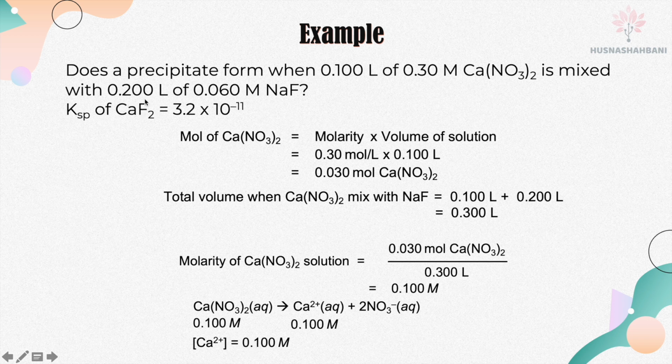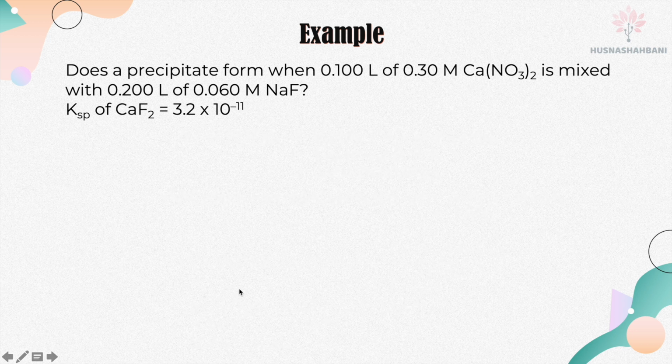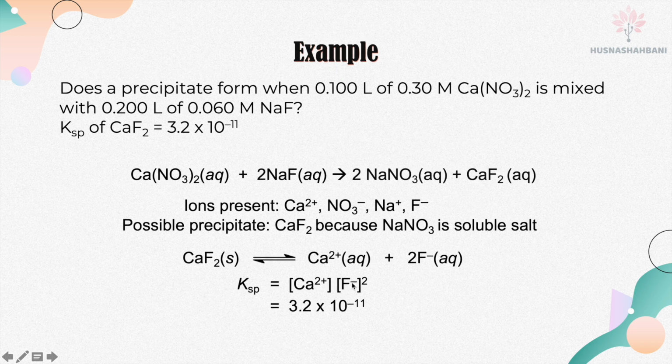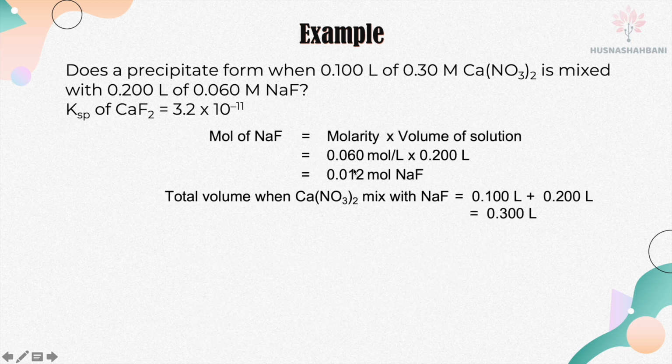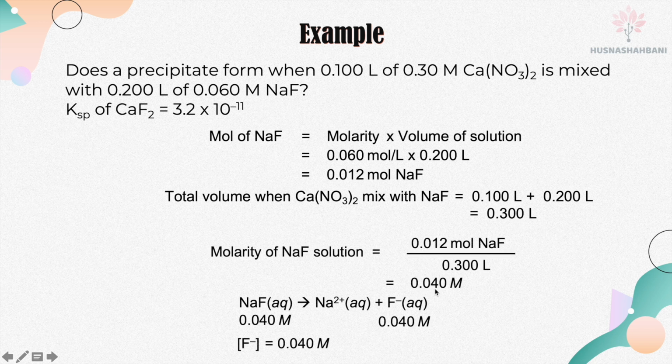Next, we need the concentration of F-, because for the KSP expression, to get QSP we need the F- concentration. We can get F- from NaF. First, calculate the number of moles of NaF, and with the new volume we get the new molarity of NaF, 0.04. The ionization of NaF is Na+ and F-, so 0.04 molar because 1 mole and 1 mole. So the molarity of F- is 0.04 molar.